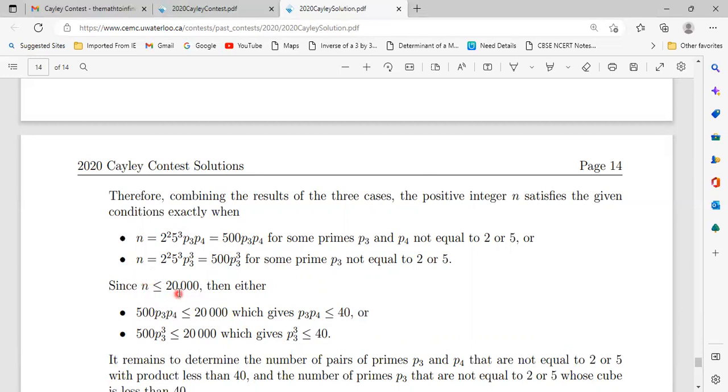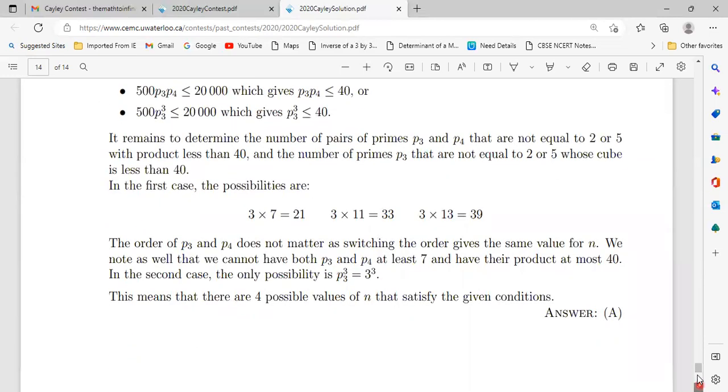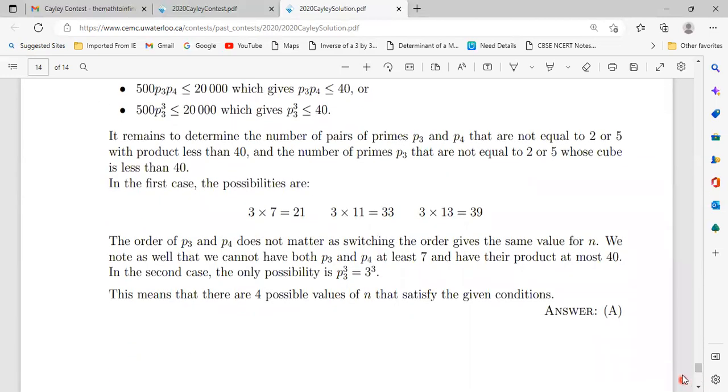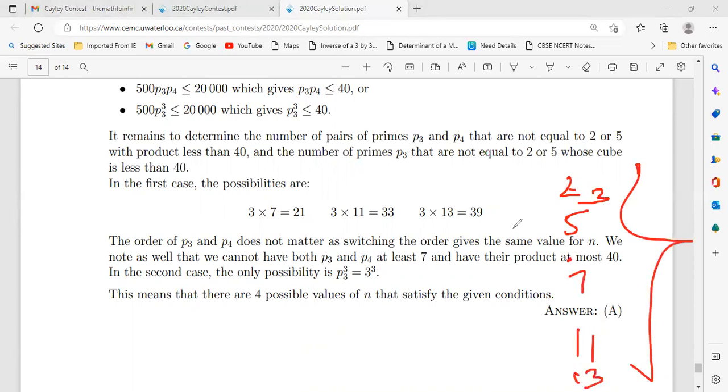The n is less than or equal to 20,000. So when you divide both sides by 500, you will get the result as P3 P4 less than or equal to 40 and P3 cube less than or equal to 40. So now you are going to determine the number of pairs of primes for P3, P4. So we already knew it is not equal to 2 or it is not equal to 5. So you have to go for other prime numbers. So you know the prime numbers 2, 3, 5, 7, 11, 13. It goes on like that.